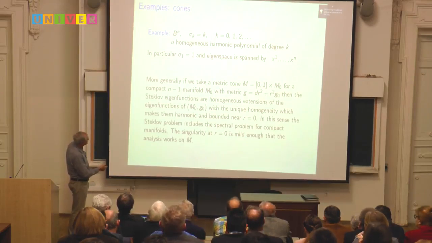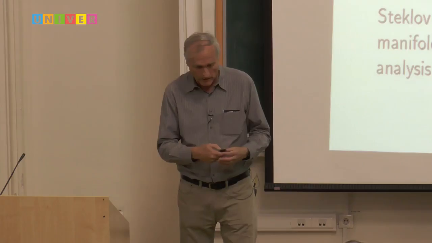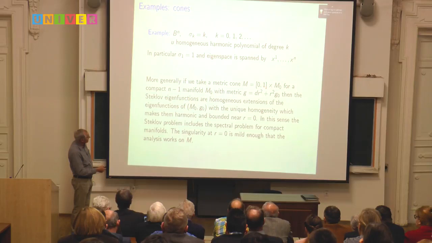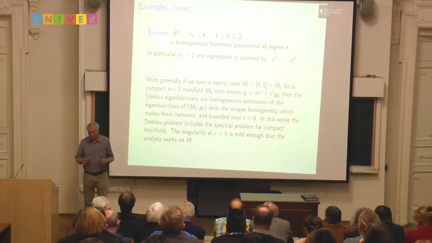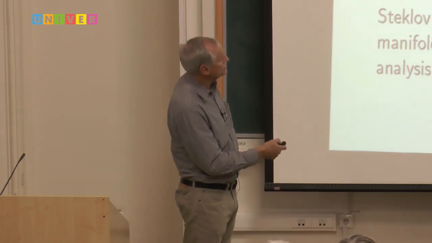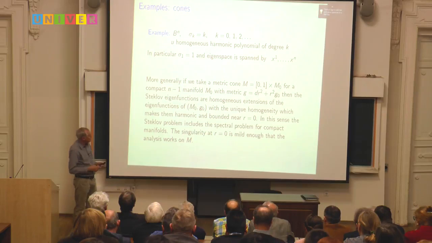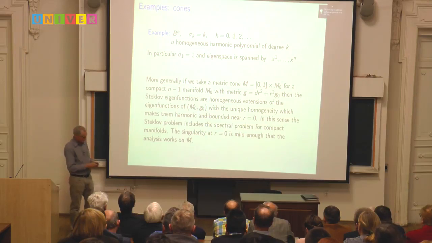And actually, this generalizes to cone metrics. So more generally, if I took the unit ball, of course, is the cone over the unit sphere. More generally, if I take a closed manifold M0 and I take the cone over it, that means I take the product (0,1) cross M0, and I take the metric, which is just modeling the Euclidean metric in spherical coordinates, I take dr squared plus r squared times g naught, then the Steklov spectrum, eigenfunctions are just homogeneous extensions of the eigenfunctions on the boundary, and the eigenvalues will be again the degrees of those extensions. So that generalizes to the cone case.